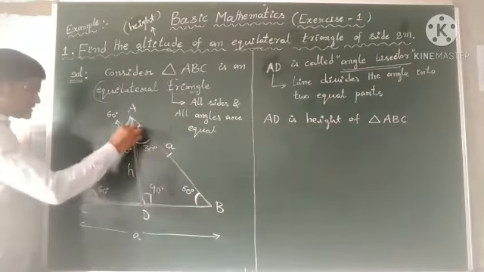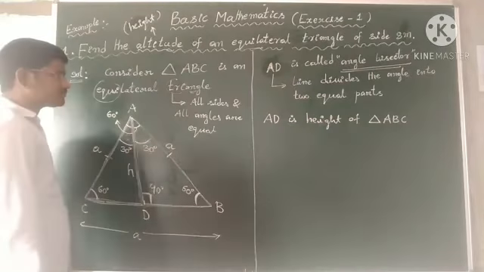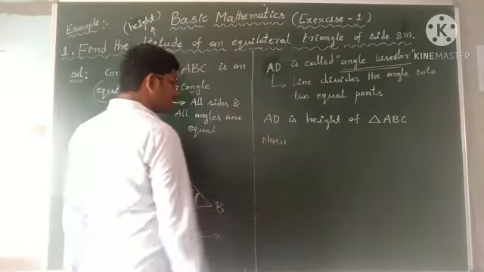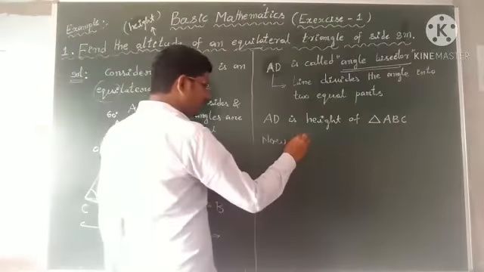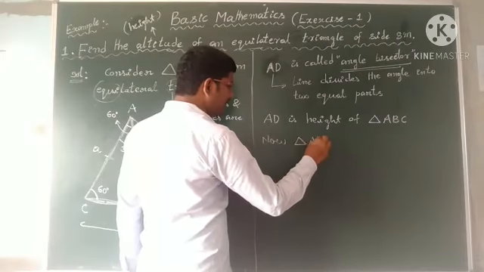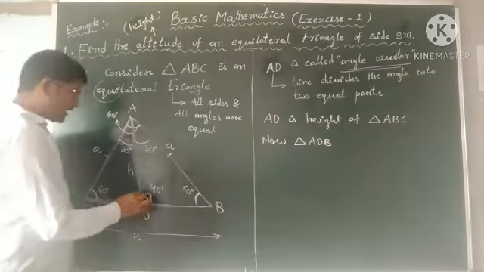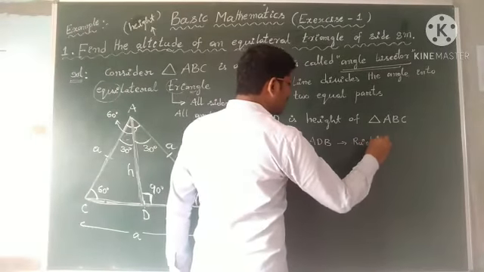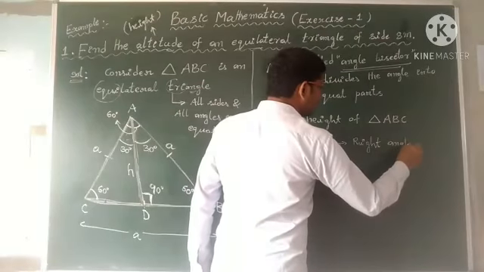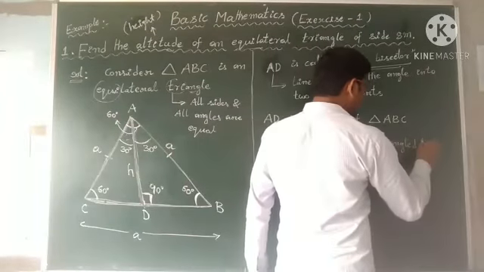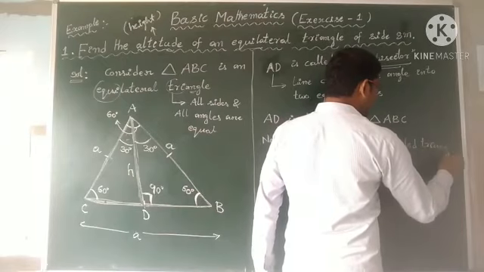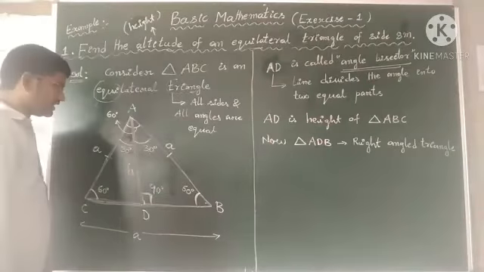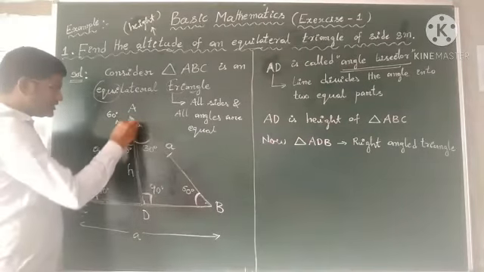Okay, students, see, this is triangle ADB now. So what do you know, students? Triangle ADB is right angled at D, so it is a right angled triangle. Okay, students. So ADB is a right angled triangle.